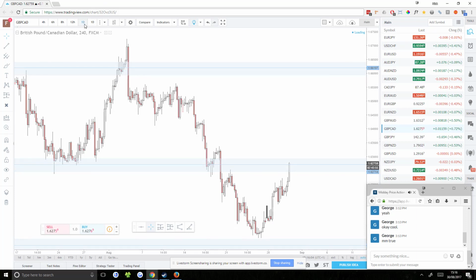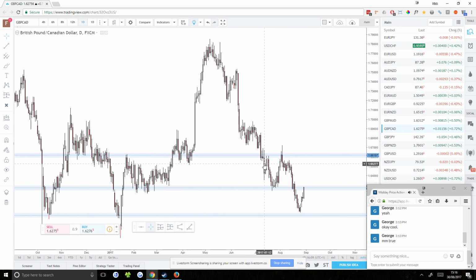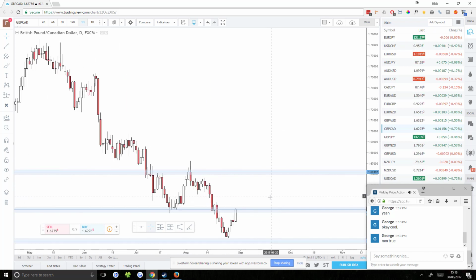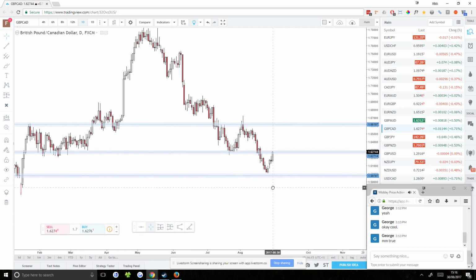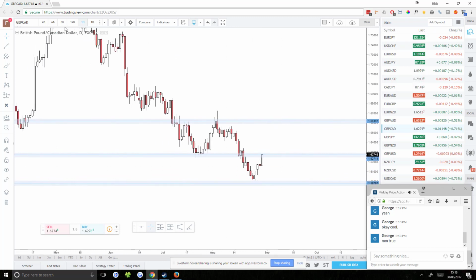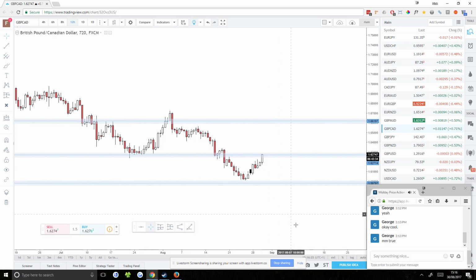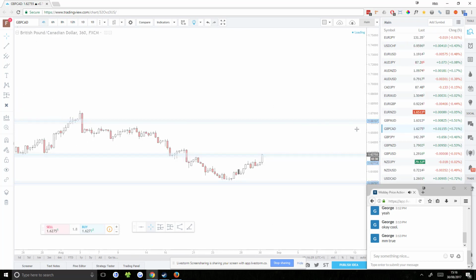GBPCAD. Potential for continuation is quite huge here. It's a major bearish trend. I mean, the trend could have ended and then it wouldn't be a continuation, but it could also stall out on this resistance area and continue down. There's some potential here, definitely. Let's keep a close eye on it.